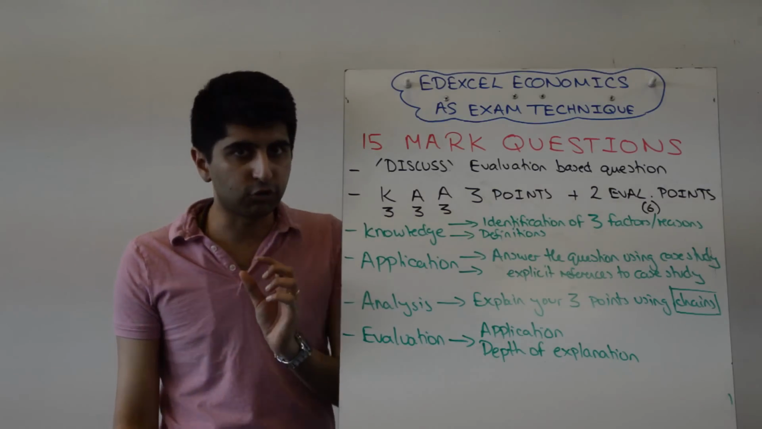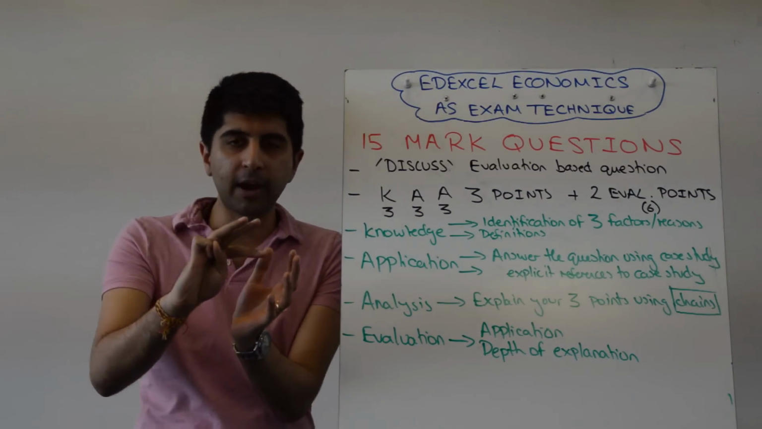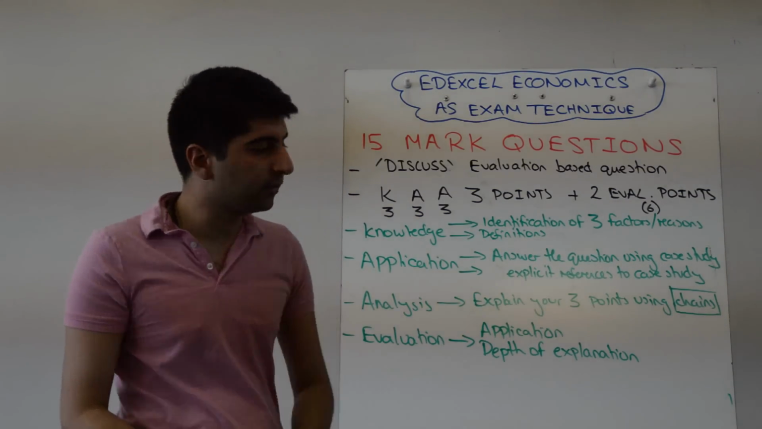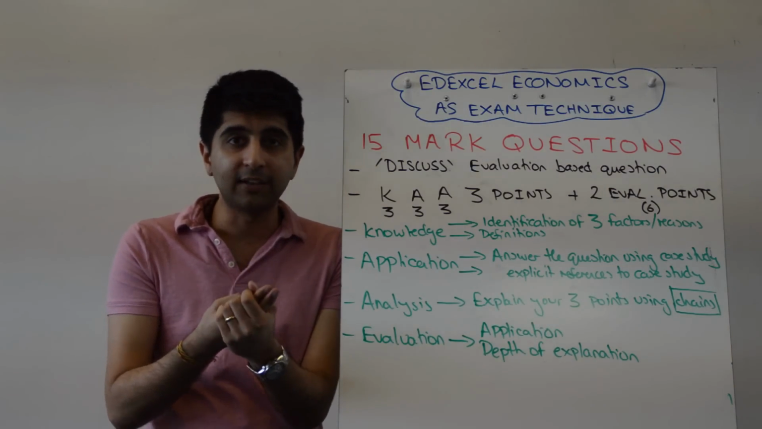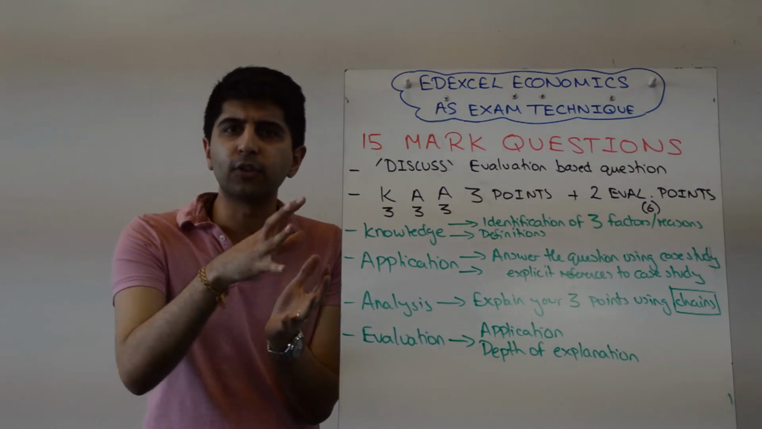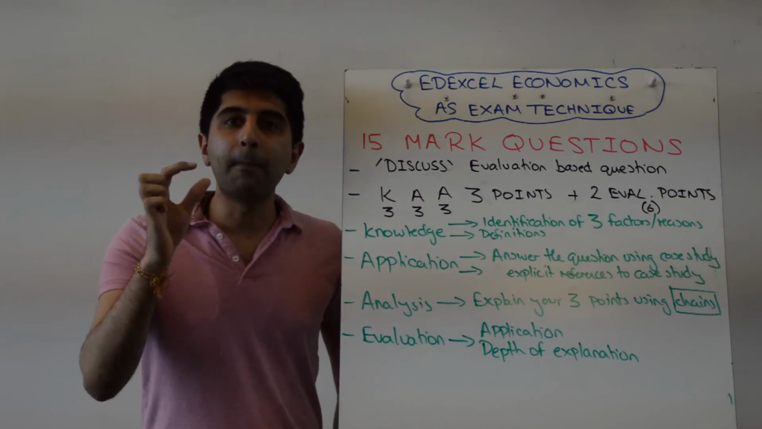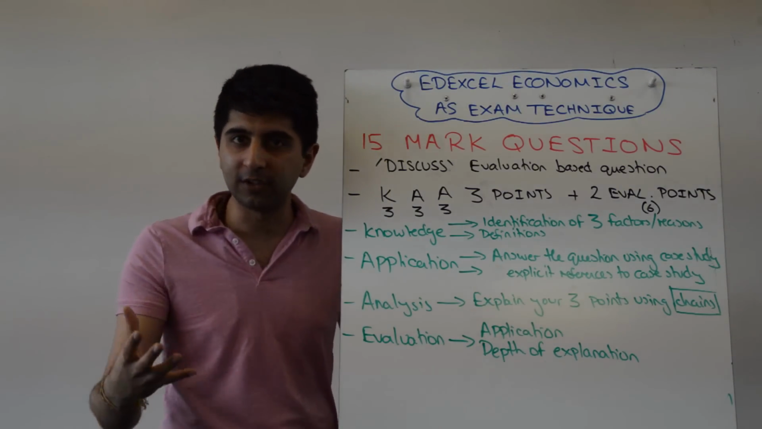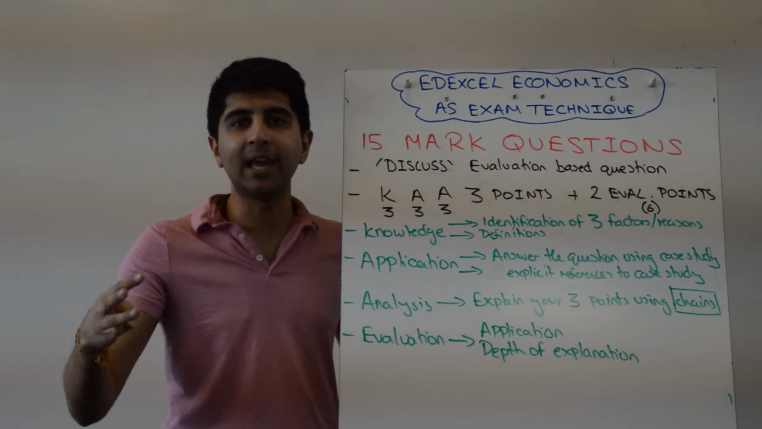Let's go into the structure then. How do you get your knowledge marks? Well, remember, you're making 3 separate paragraphs here, aren't you, for your 3 points. So to get your 3 knowledge marks, identification of 3 factors or 3 reasons or 3 arguments on the one hand is absolutely fine. So that gets you 3 knowledge marks. Maybe there are some key definitions you want to make. That would count as knowledge as well as you go through your 3 KAA points.